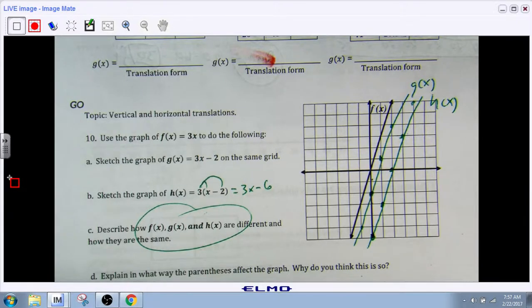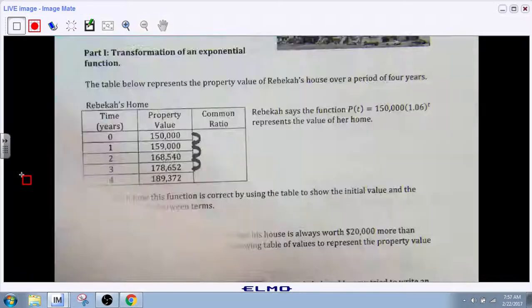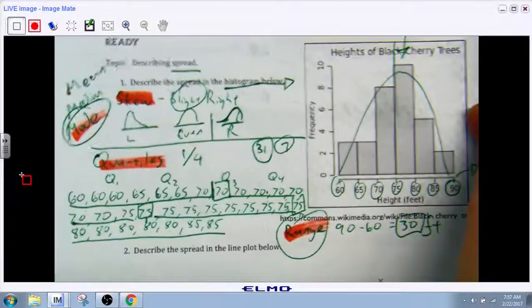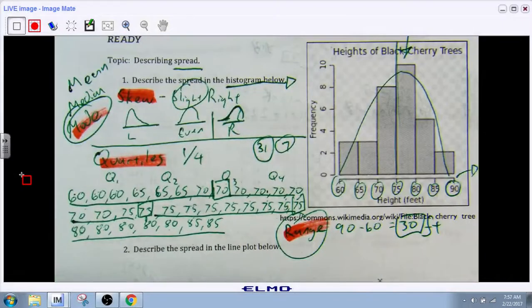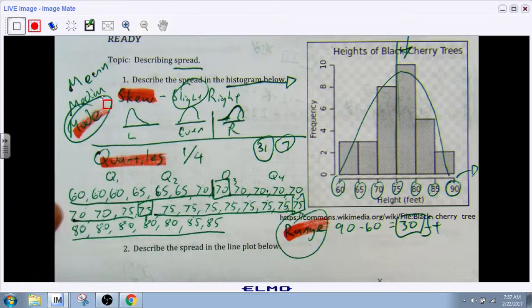All right, that's about it. The hardest part, of course, is going to be thinking about spread, and I'm looking for these 4 things: skew, mode, quartiles, and range. Now, there's one problem, number 3, where you're not going to be able to do the quartiles this way, but it actually gives you the information already in quartiles. And actually, let me show you that real fast.